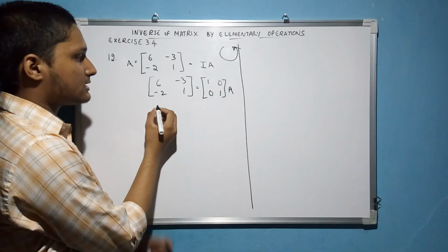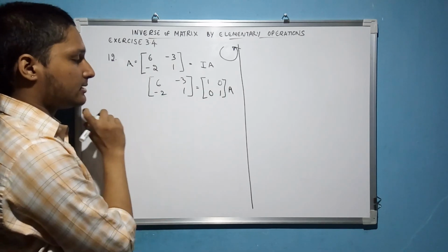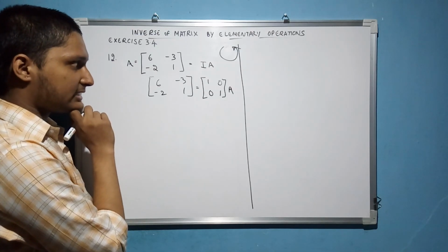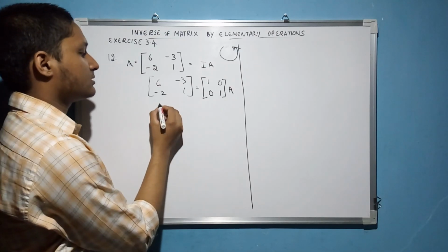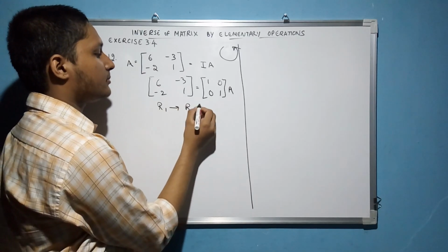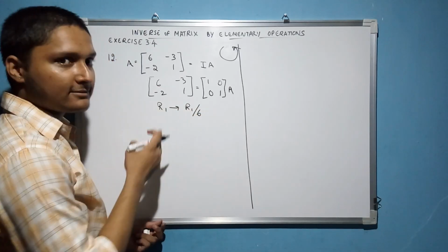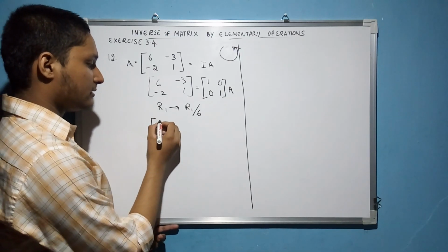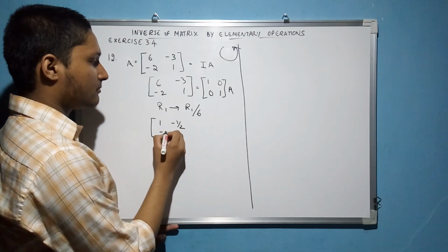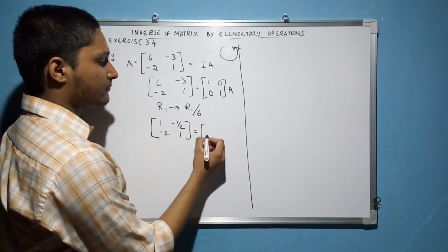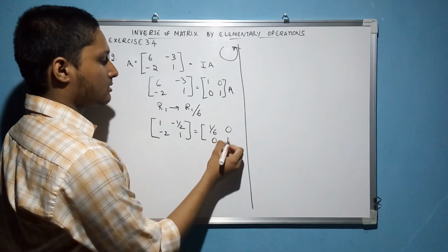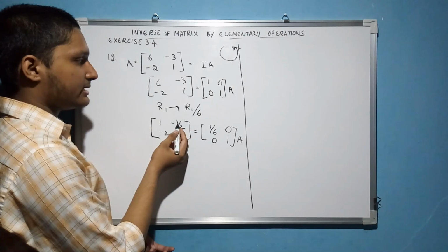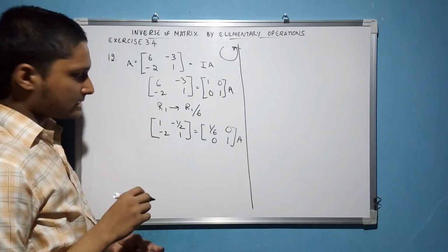So first of all I need to make this into 1. In order to do that, I don't have anything, that's why I'll divide it by 6. So R1 becomes R1 by 6. I do not have any other option. Otherwise it would be very difficult later. So it is going to be [1 minus half; minus 3 1] is equal to [1 by 6 0; 0 1] into A. This is 0 by 6, however, is 0. So minus 3 by 6 is minus half. 6 by 6 is 1.